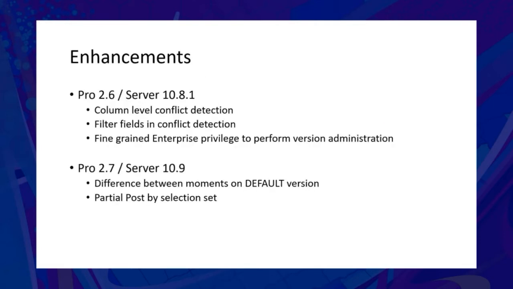The team has worked on some enhancements to improve branch versioning workflows. With Pro 2.6 and Server 10.8.1, conflicts can be detected at column level. Prior to this, we only supported row-level conflict detection. To facilitate better performance in workflows such as batch updates or attribute rule evaluation, fields can now be filtered out from being marked as conflict.